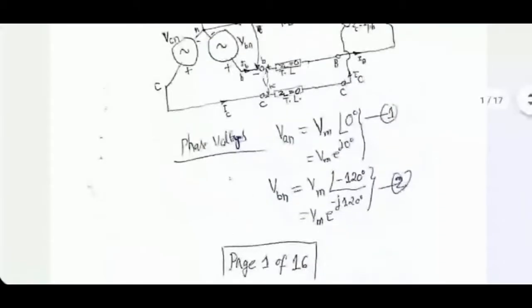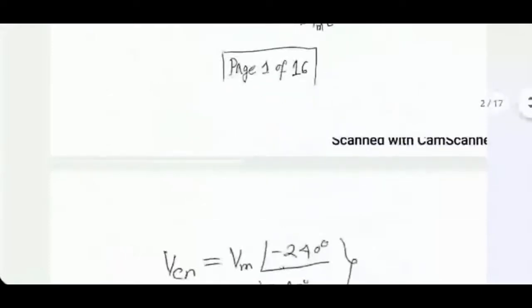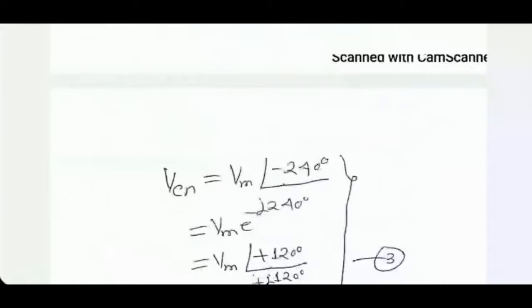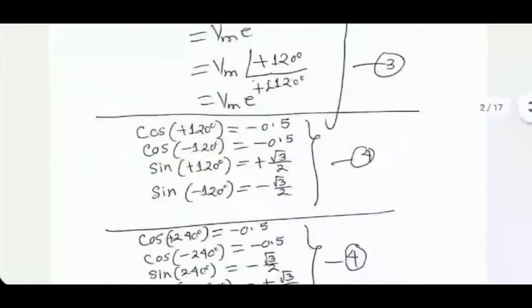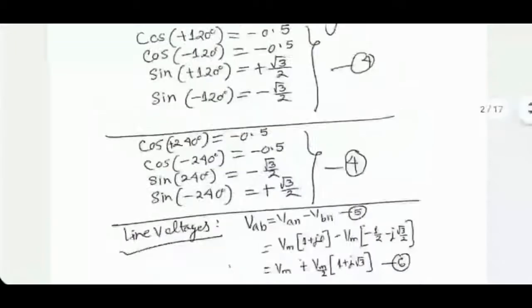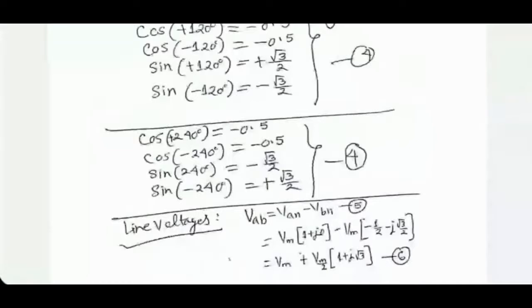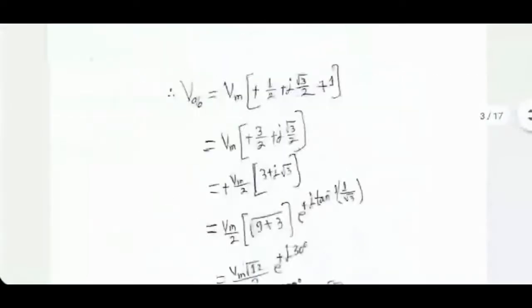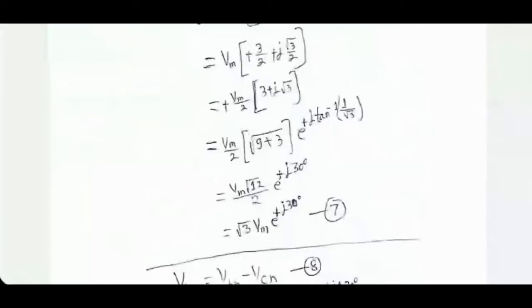VAN, VBN, I'm assuming positive phase sequence. So minus 120 degree and minus 240 degree is the phase difference for the VBN and VCN. And these are the well-known values of cosine and sine functions that we need. Line voltages I have calculated using KVL. They turned out to have a phase shift plus 30 degree more than the phase voltage. Plus 30 degree, the magnitude is the same for all the line voltages. It is square root of 3 multiplied by Vm, which is the peak value of the generator's voltage.